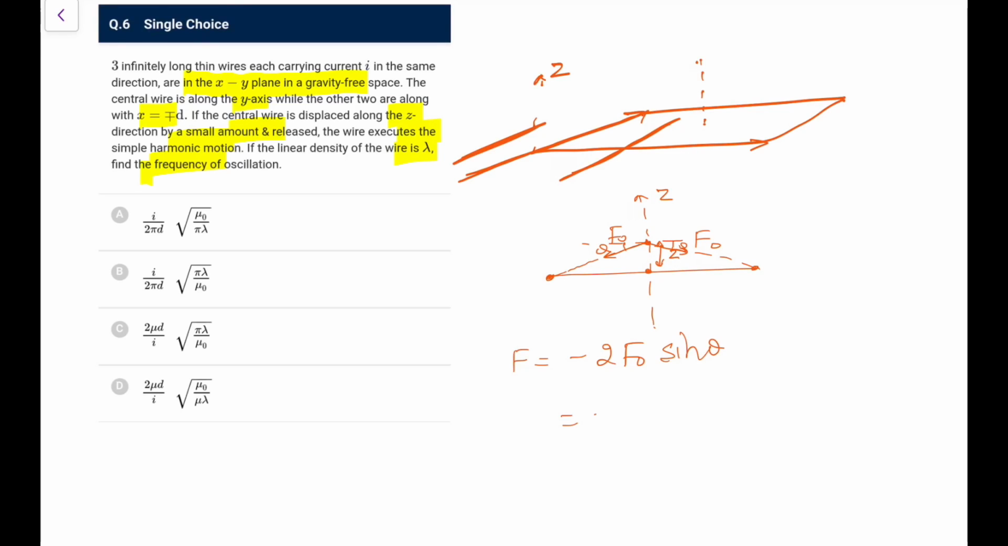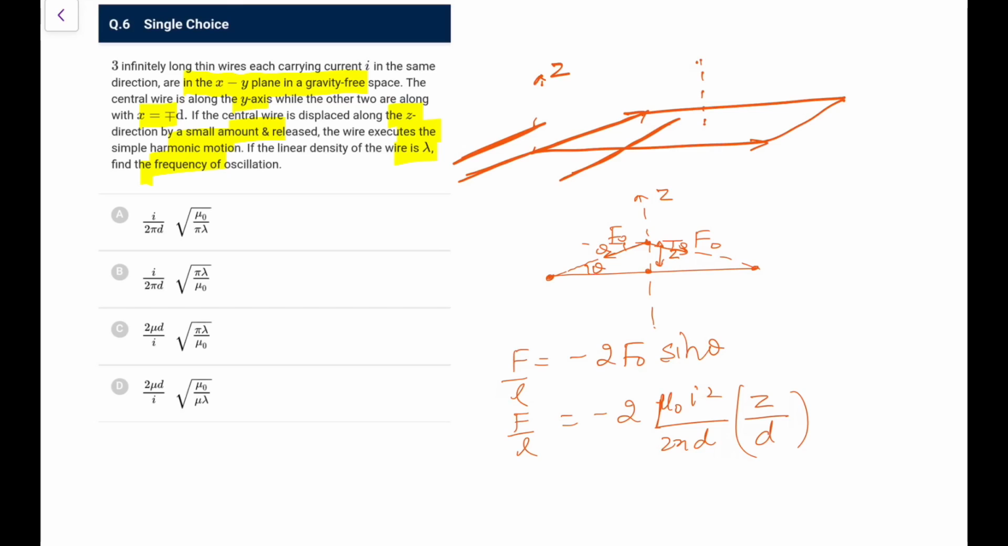Now what is the value of F naught? The value of F naught would be mu naught I1 I2, that is mu naught I square, upon 2 pi d. And what would be d? If I take the square root, it would be d square plus z square, which is approximately going to be d. So mu naught I square by 2 pi d I can directly write, that is the force per unit length, F by L, into sine theta. Sine theta you can directly make out as z by d, because d square plus z square can be written as d. So it is coming out to be proportional to z. That is what we were saying.